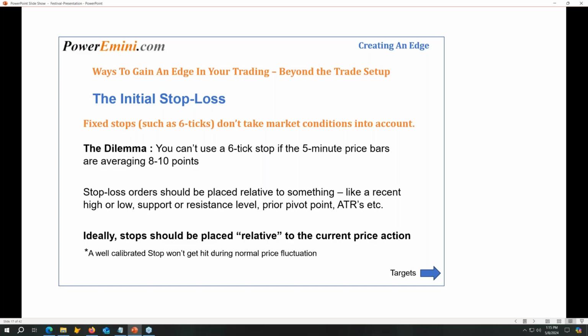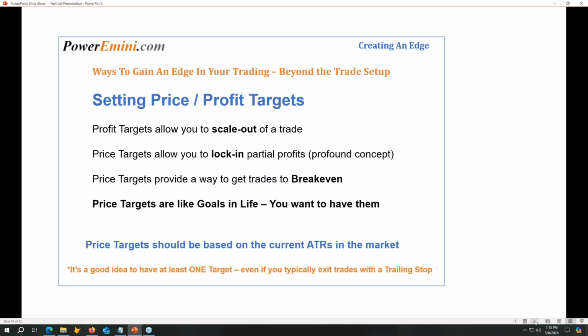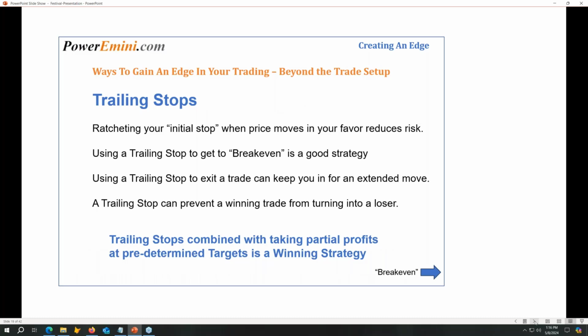And the other thing is, like I mentioned, you don't want to get your stops hit repeatedly. So you want your stops to be kind of calibrated. Same with profit targets. Profit targets to me are important. I know some people use targets, some don't, but part of our strategy is we use profit targets so that we can get our trades to break even, right? In order to get to break even, you have to take partial profits and move your stop up. So targets allow you to scale out of a trade.